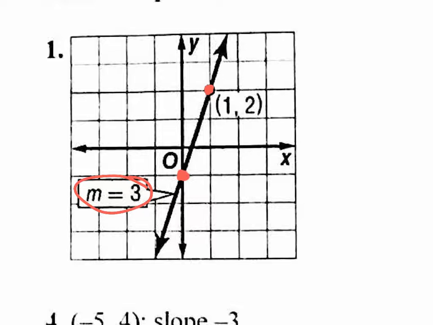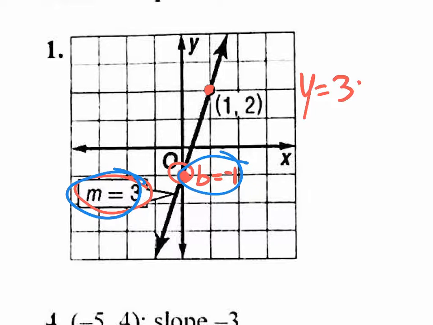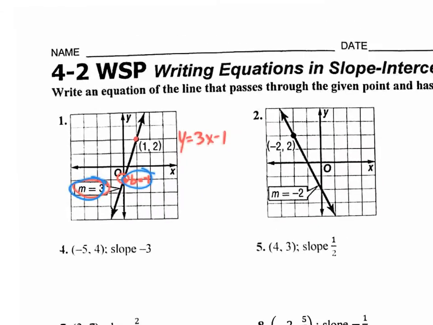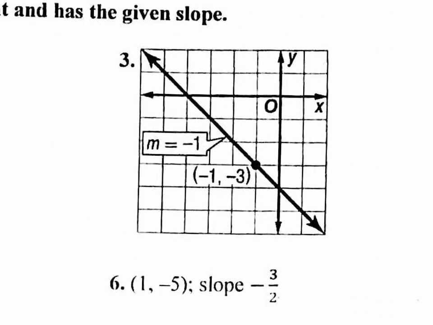And the b value, this is the b value right here, which is equal to -1 because it crosses the y-axis at -1. So like I said, you need two things. You need the m, you need the b. Once you have the m and the b, you could write the equation, which is y equals 3x minus 1. Super easy. We're doing the odd ones. Let's jump to this one.